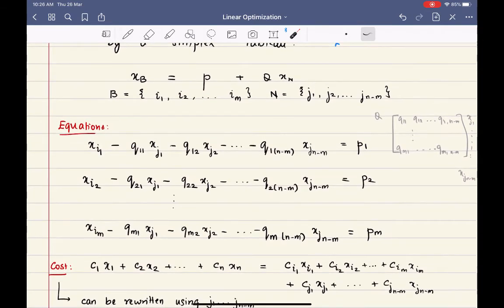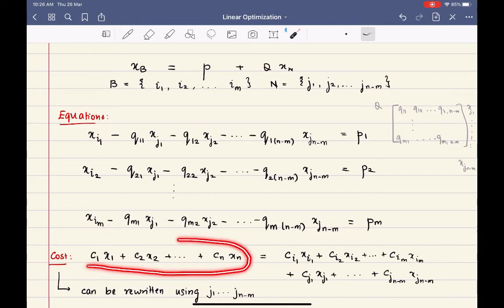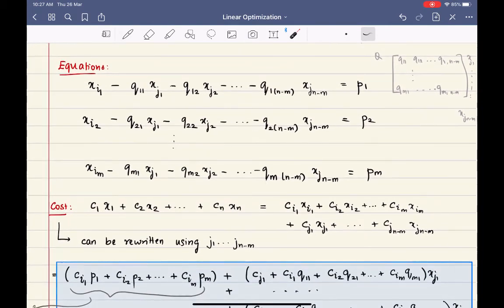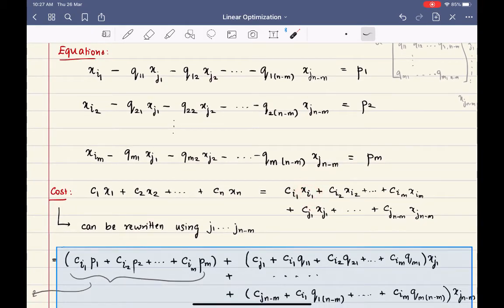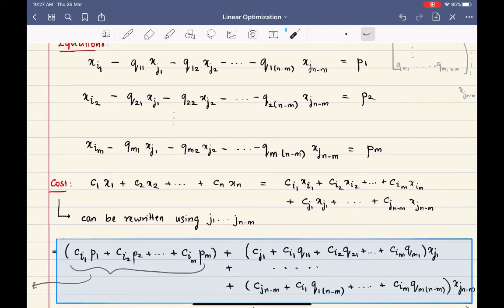Now let's also write the cost. The original cost is c1x1 plus c2x2 till cn xn. Now let us write, let's replace xi1 with this, xi2 with this, and so on. So I'm regrouping things so that I'm writing i1, i2 till im here and j1 till jn minus m here. Now let's write everything in terms of the non-basic elements. So I'm going to replace xi1 with p1 plus this entire thing. If I do that, there will be this ci1 p1, and here there will be ci2 p2, cim pm. This will be the constant here.